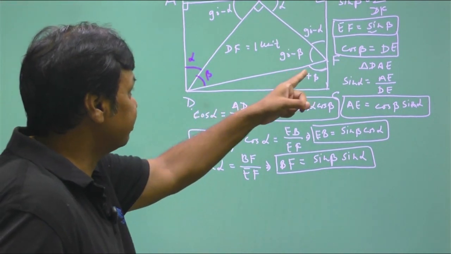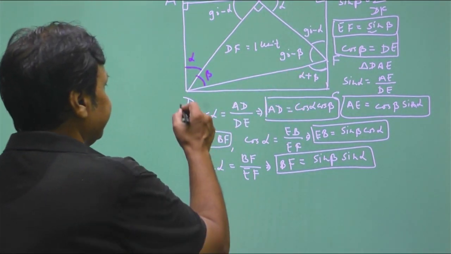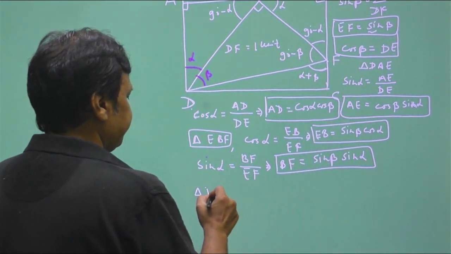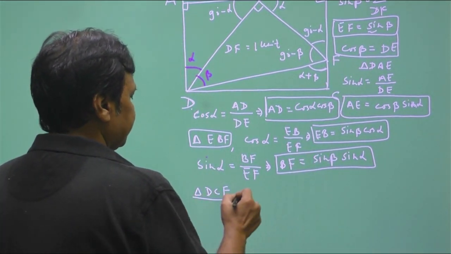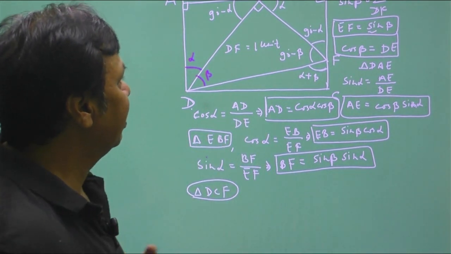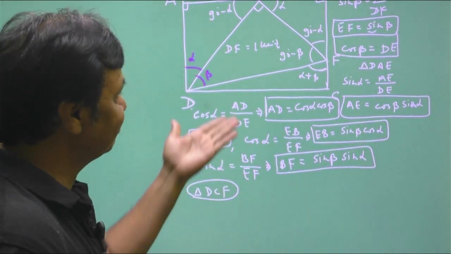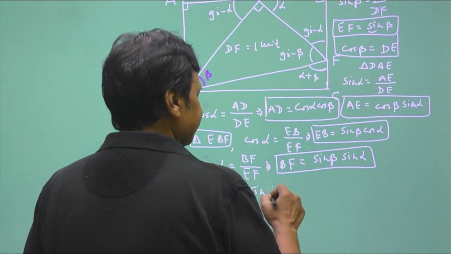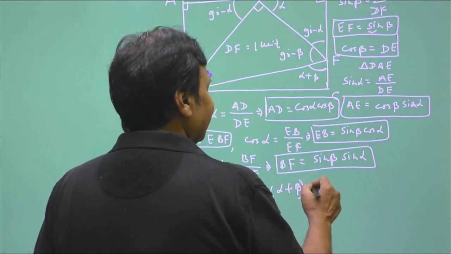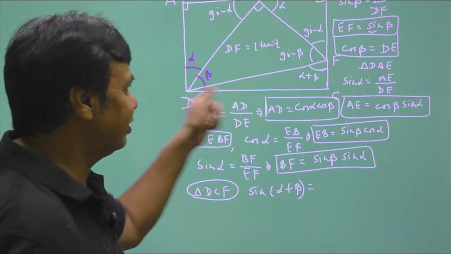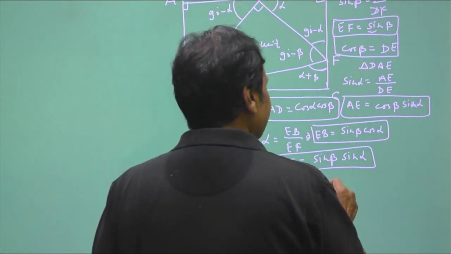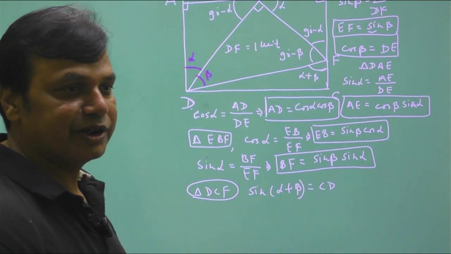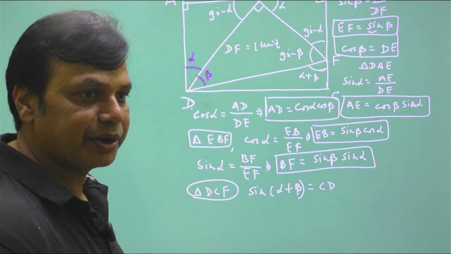Just use this triangle, triangle DCF. Now use this triangle. The angle ahead is alpha plus beta. So find sine alpha plus beta, and it will be perpendicular, that is CD, divided by hypotenuse DF, that is already equal to 1.